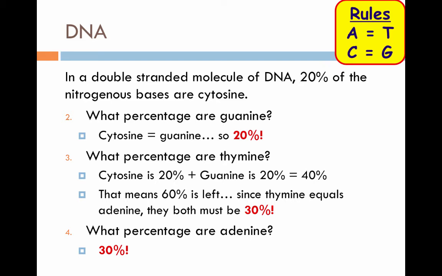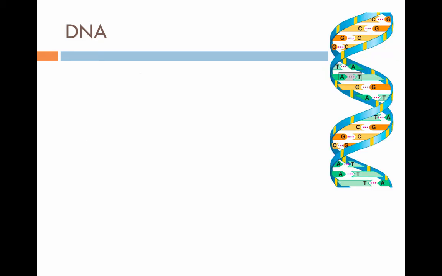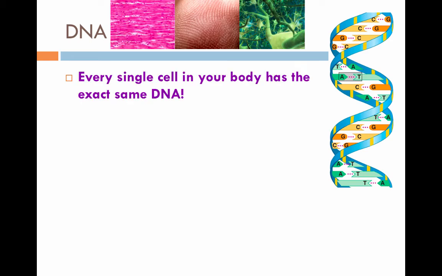How is that? Do you have questions on how that works? Write them down if you do. I know I've said this a few times, but remember, every single cell in your body has the exact same 46 chromosomes, or 46 strands of DNA.